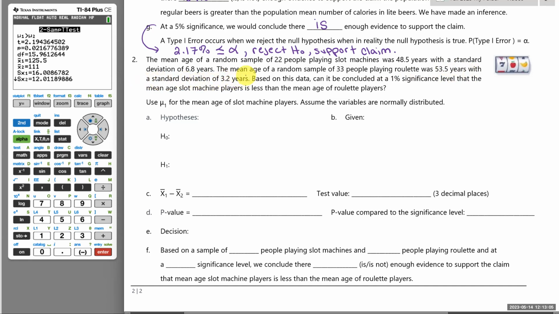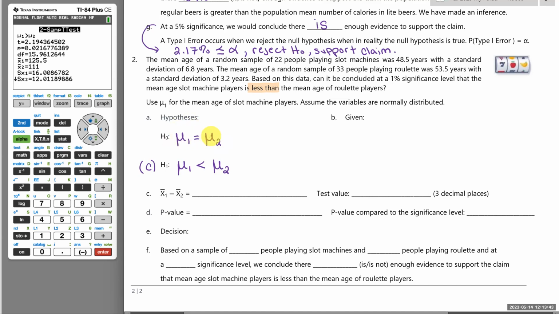Based on this data, can it be concluded at a 1% significance level that the mean age of slot machine players is less than the mean age of roulette players? All right, so let's write our claim. So mu1 will be the mean age of our slot machine players, and we're wondering if we can gather evidence to convince us that that mean is smaller than the mean for roulette players. So the null hypothesis will be that they are the same.